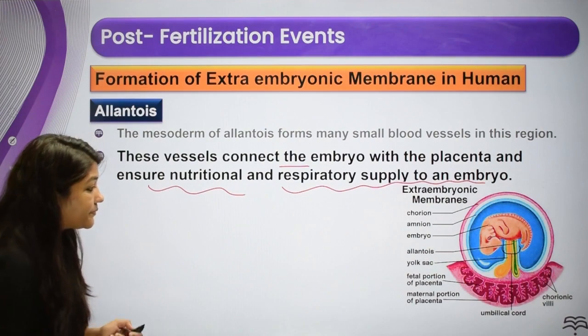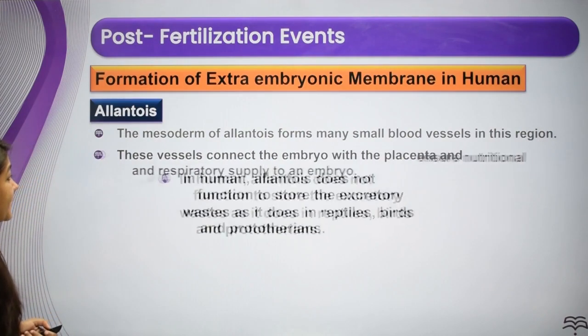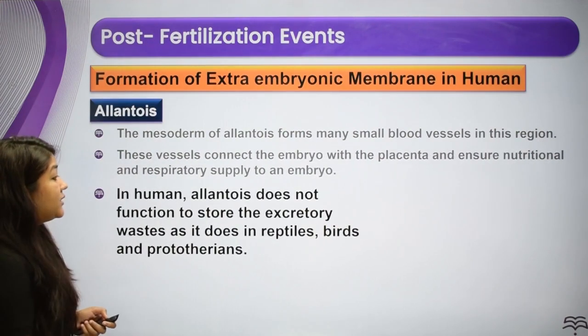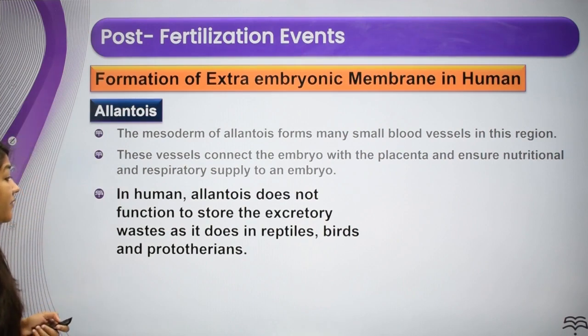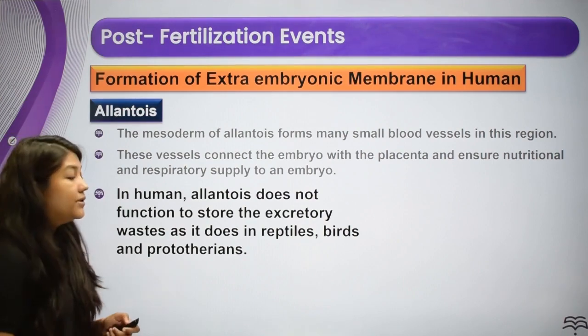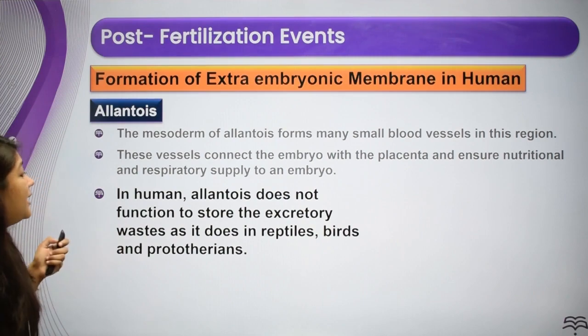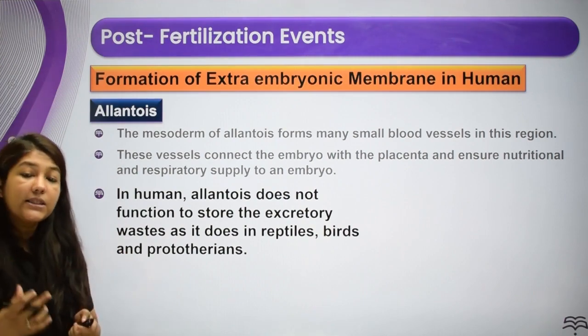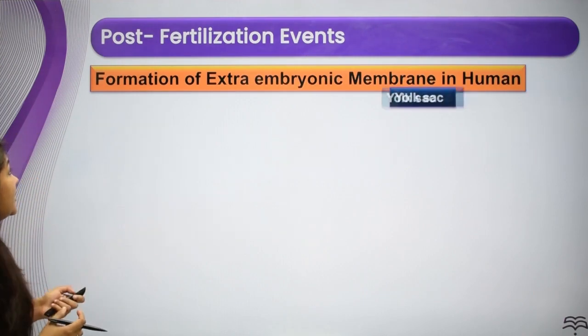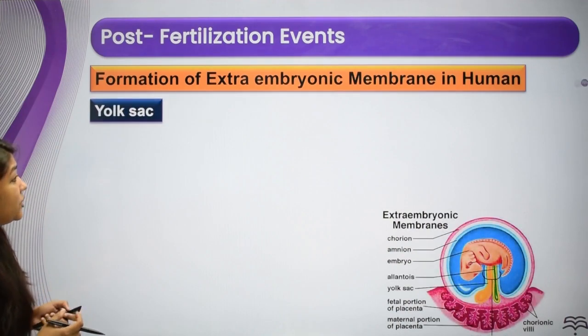All right. Next. In humans, the allantois does not function to store the excretory waste as it does in the reptiles, birds and prototherians. सो यहाँ पे एलेंटॉइस जो है वो कोई भी एक्सक्रीटरी वेस्ट सब्सटेंसेस स्टोर नहीं करती है. ओके, नेक्स्ट इज योक सैक.